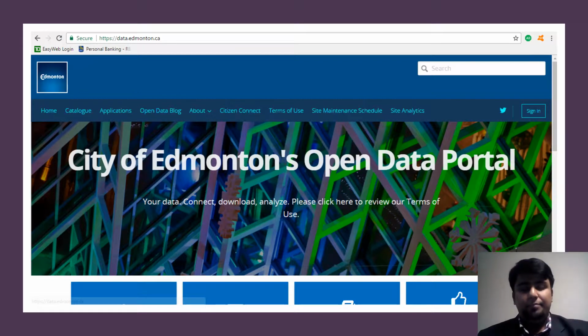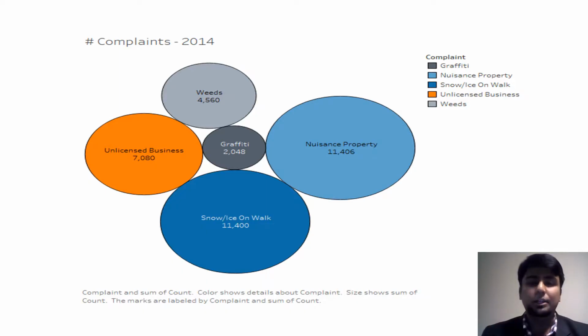That is a screenshot of the City of Edmonton's open data portal. It has an excellent resource. As I mentioned earlier, City of Edmonton provided data for 5 particular infractions. They are unwanted weeds on property, graffiti on walls, unlicensed businesses, nuisance on property, and snow or ice on the sidewalk. The first question that we wanted to ask is, in a particular year, which kind of complaint was the highest?